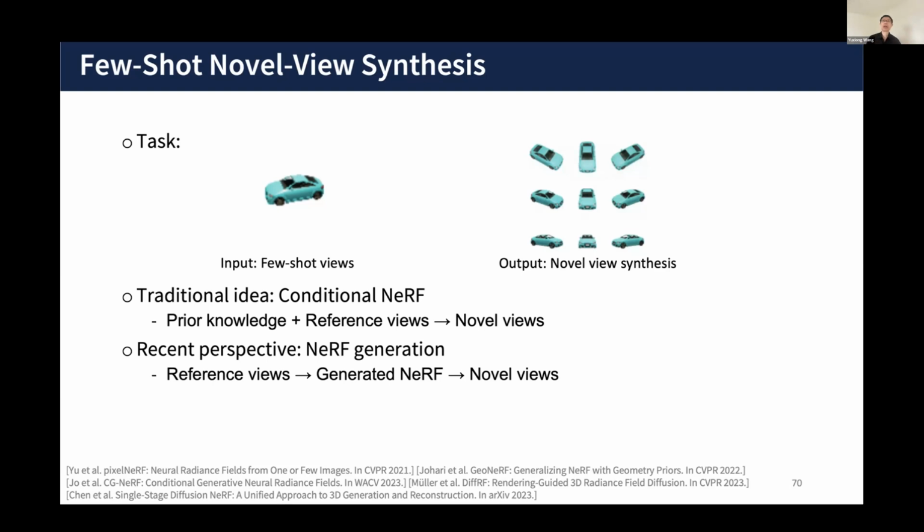This is typically accomplished through conditional neural radiance fields, NeRF, which basically learn prior knowledge like geometry priors from other instances and use it to construct a novel view according to the few-shot views. Recent work suggests a different perspective, which directly generates a NeRF representation that matches the reference views at given camera locations, and then renders novel views from the NeRF.